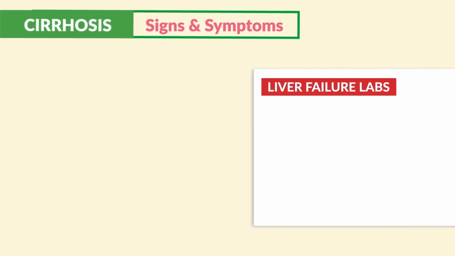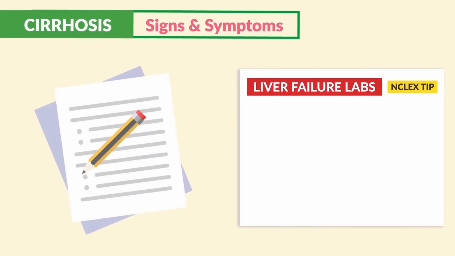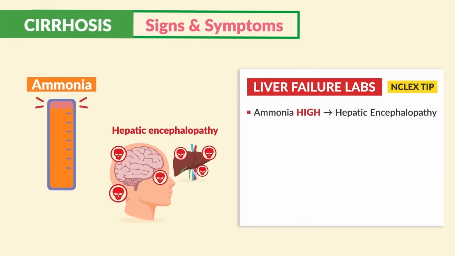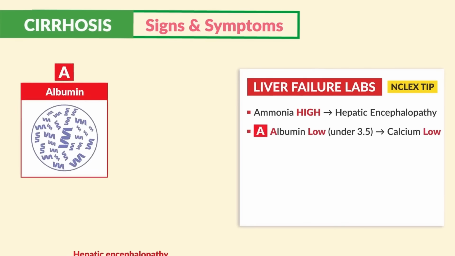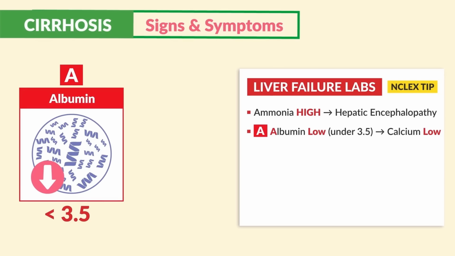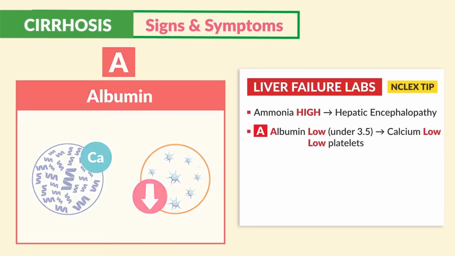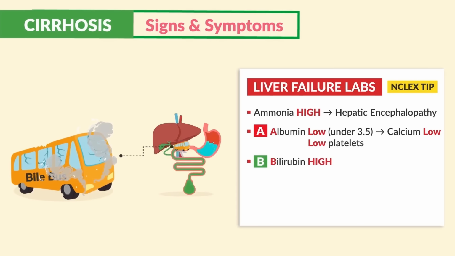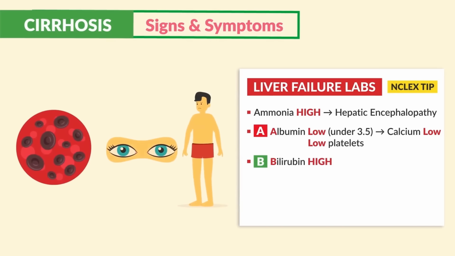Now, in terms of liver failure labs, big NCLEX tip, write these down. They love to come up on select all that apply questions. So ammonia will be high, causing the hepatic encephalopathy, our cloudy brain. And the ABCs of the liver will be all jacked up here. So A for albumin, that's going to be low, under 3.5, as well as calcium will be low, since calcium binds to albumin. And we'll also see low platelets. Now B for bilirubin, that'll be high, since our bile bus is out of commission, not scooping up little Billy, our bilirubin, causing the body to become jaundice yellow.